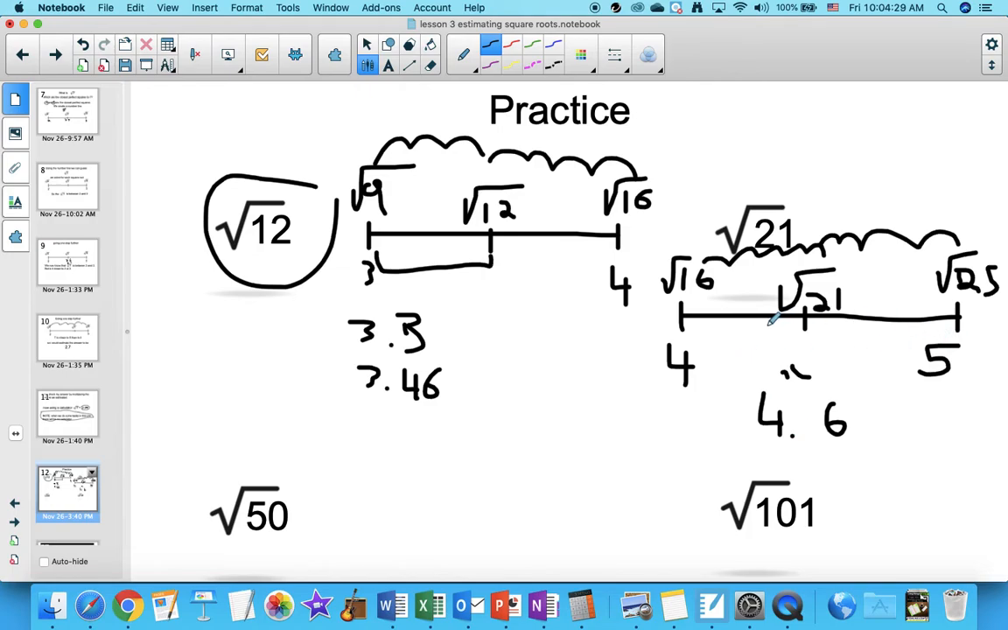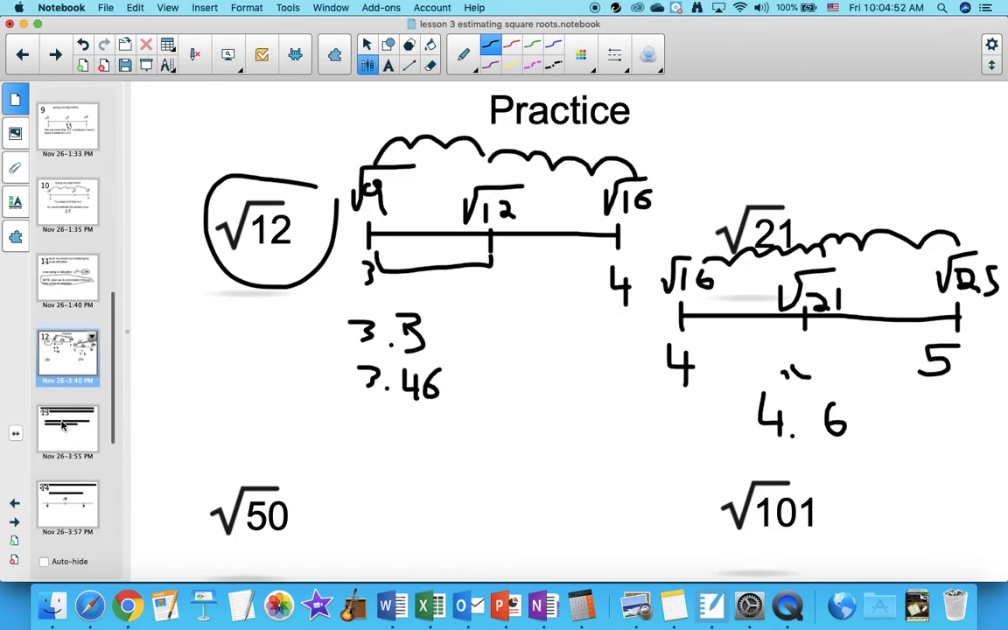And so this is how you estimate square roots of non-perfect squares. You find the perfect square that's closest below the number you're looking for, and the next largest perfect square that's closest above it. And then you find out what numbers that square root is between. And from there, you can figure out where it would be.